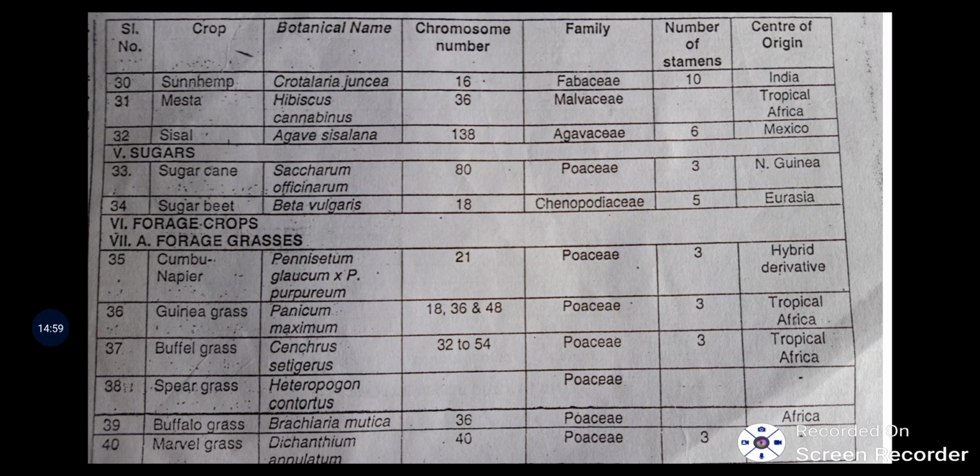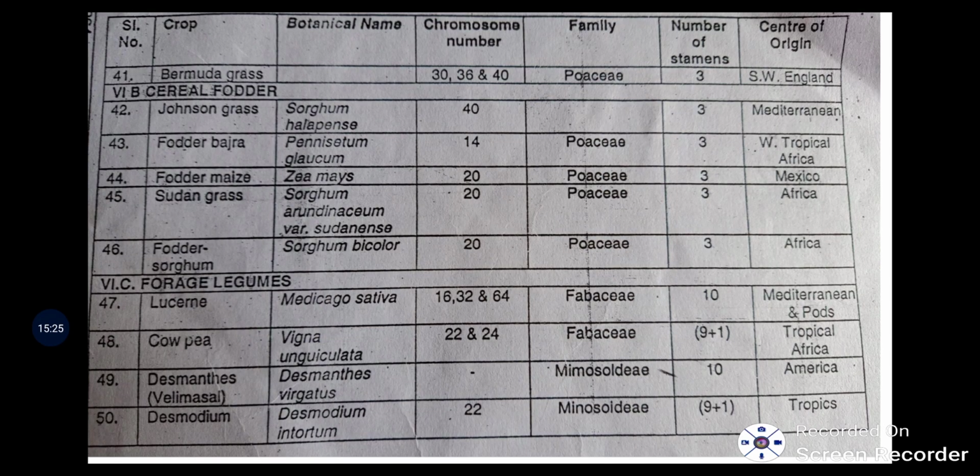Buffalo grass is Brachiaria mutica, which has chromosome number 36, originated in Africa. Marvel grass is Dichanthium species, which has 40 chromosomes and 3 stamens we can find here. Marvel grass also belongs to tropical America, the American continent. Bermuda grass. This has chromosome numbers 30, 36 and 40, belongs to family Poaceae. 3 stamens and the center of origin is southwest England.